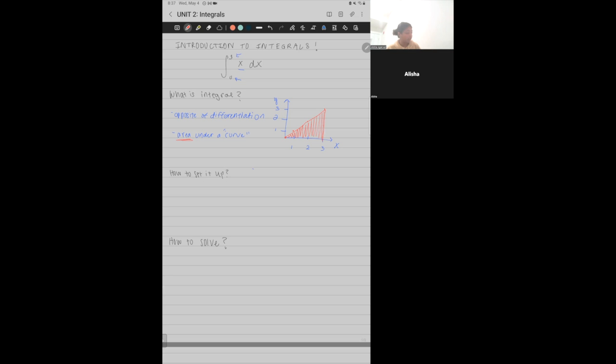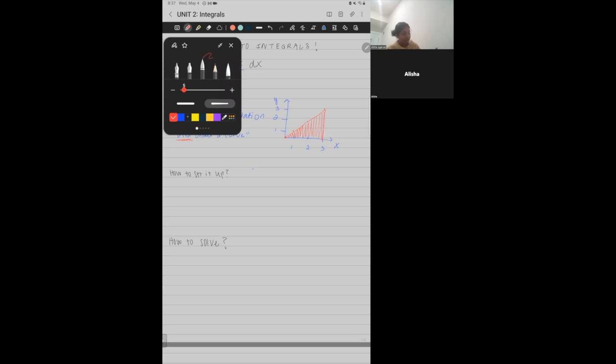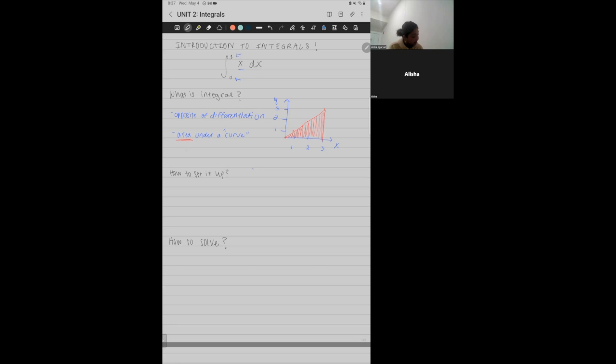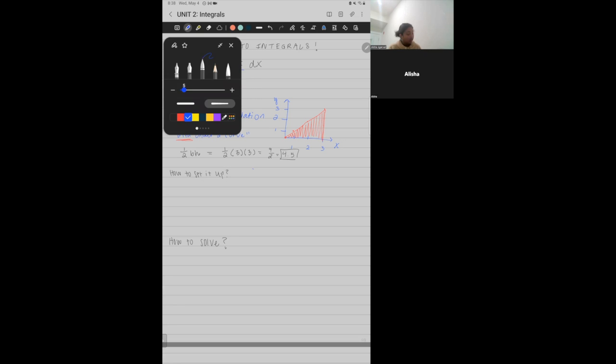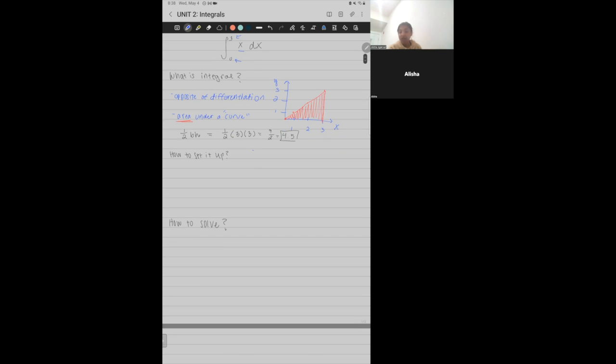So we don't even need calculus to be able to solve what this integral is. We can just solve it by just knowing what the area of the triangle is, right? So let's just do this for purposes of learning. So we have 1/2 times the base, which is 3, times the height, which is 3, and that's 4.5. So then let's just use that as a cross-check when we actually do the math.